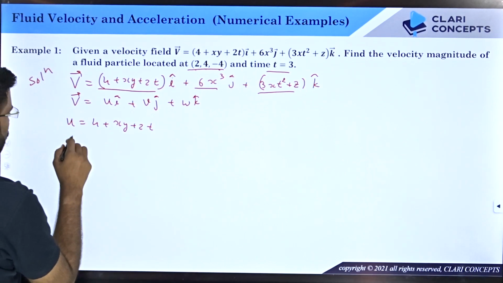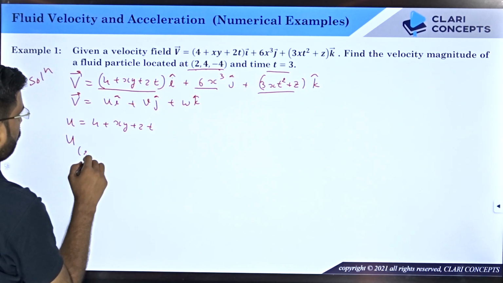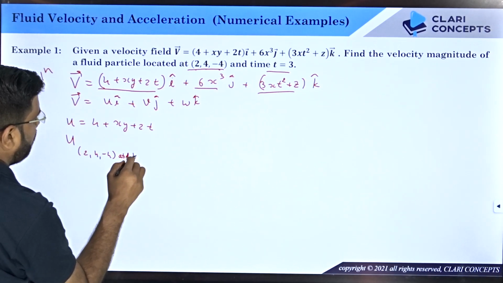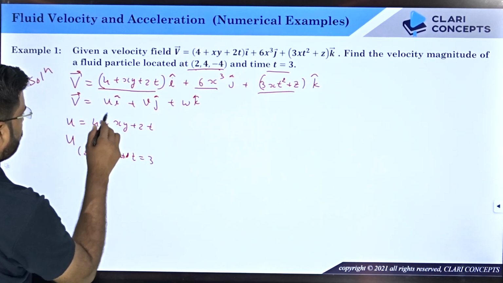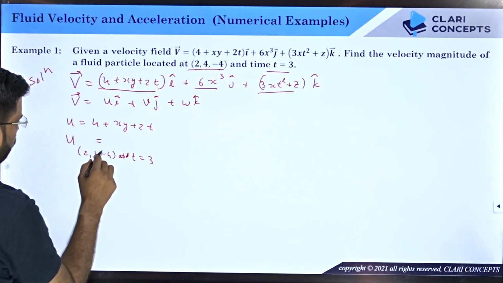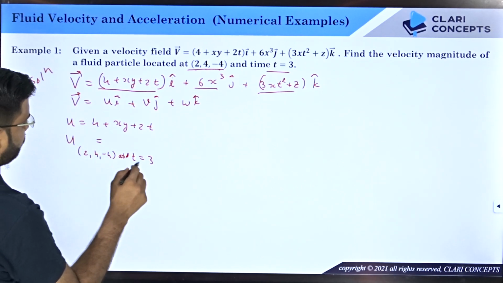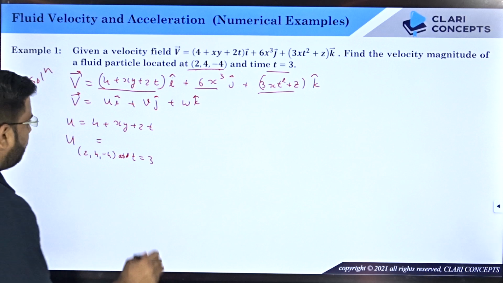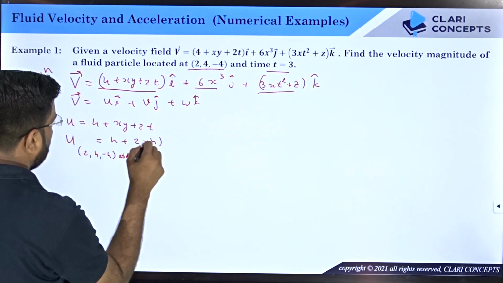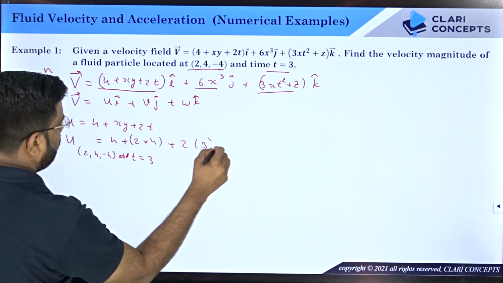So I can say that u at the point 2, 4, minus 4 and time t equals 3, I will get by putting 2 in place of x, 4 in place of y, minus 4 in place of z and 3 in place of t. So I will put 4 plus x is 2, y is 4, plus 2 into 3. What is the answer?